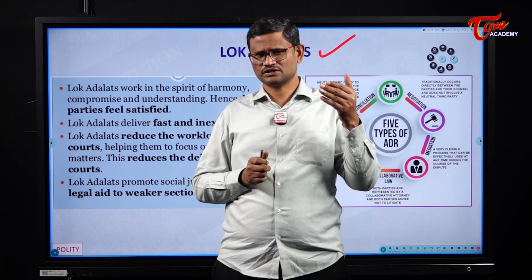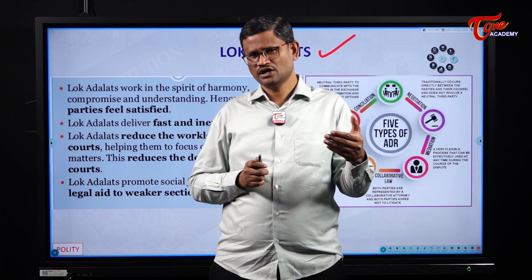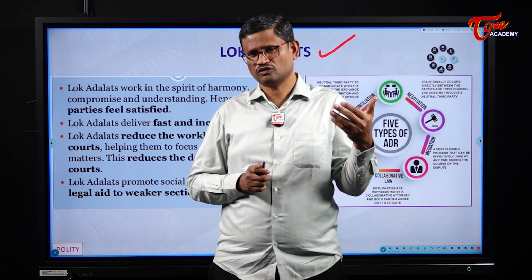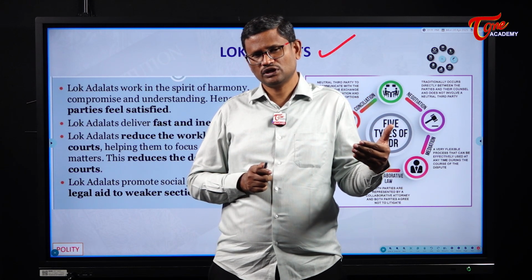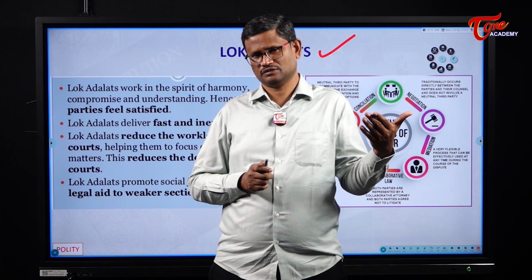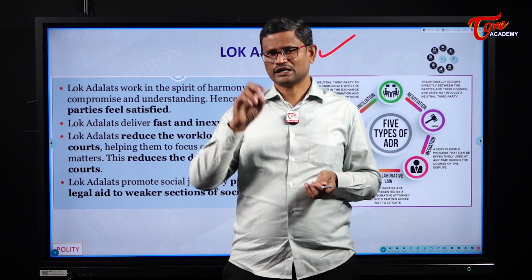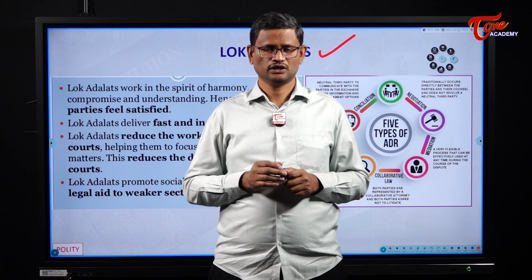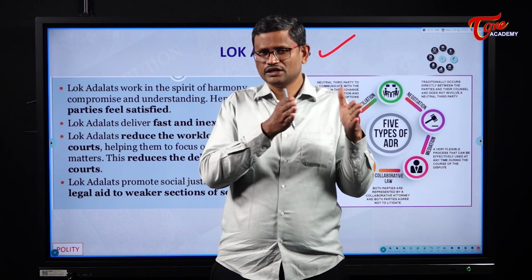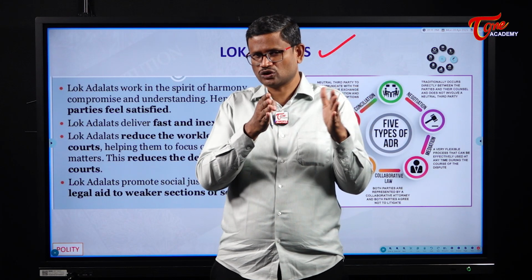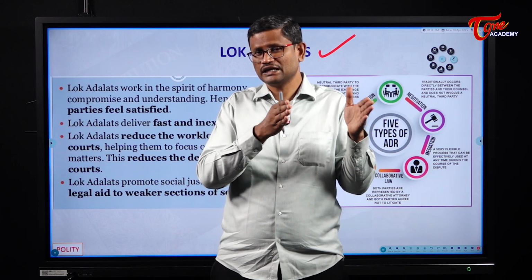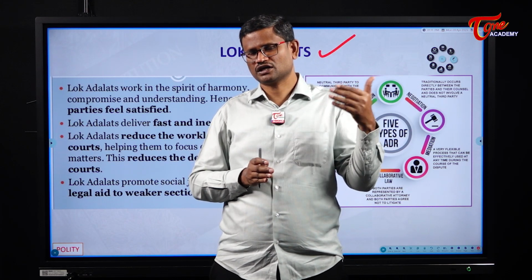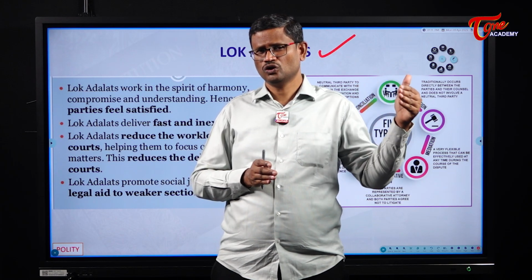Under the Legal Services Authorities Act 1987, there is a provision for establishment of Lok Adalats to settle the disputes amicably between the parties. But non-compoundable offences cannot go before the Lok Adalats. And the cases which are at the pre-litigation stage, which have not yet reached the court, and the cases which are at the litigation stage, they can be taken up for arbitration through Lok Adalats.